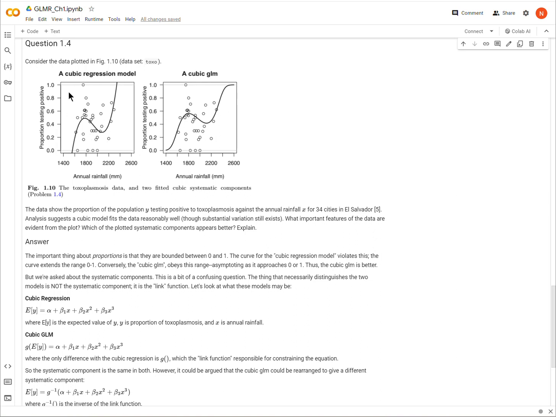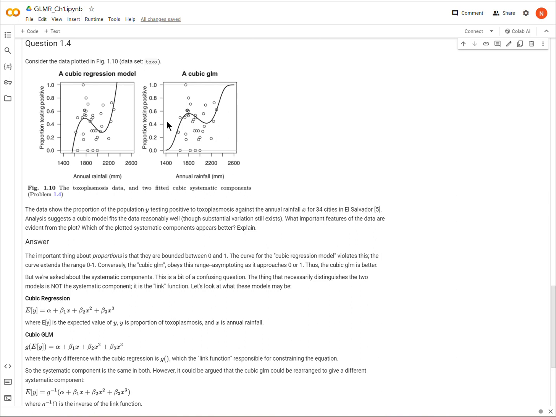So the important feature of the data here is that it's a proportion. We've already mentioned this. It's a proportion, and it's bounded between 0 and 1. And so between these two models, even though really they both look to be about similarly close to the data, doing a similar job, the answer as to which model is doing best is the cubic GLM, and there's a very important reason that isn't really clear from the pictures here, and that is this.